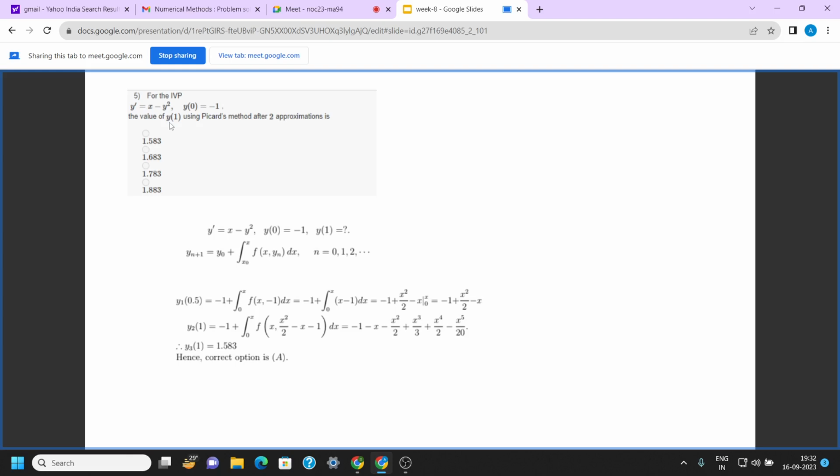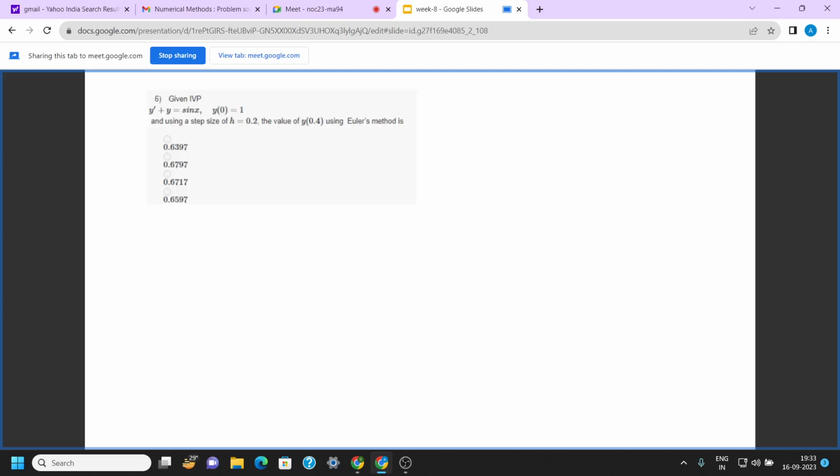Now the next question is: given the IVP y' + y = sin x, y(0) = 1, and using a step size h = 0.2, the value of y(0.4) using Euler's method is. So you have to use Euler's method, take the step size h = 0.2, and calculate the value of y(0.4). Okay, so it's easy again.